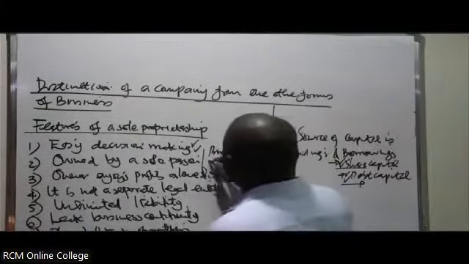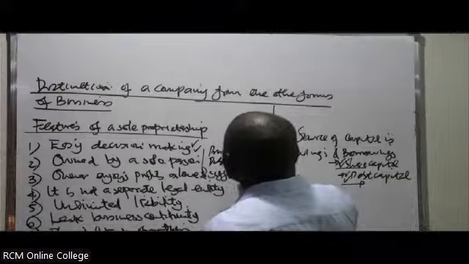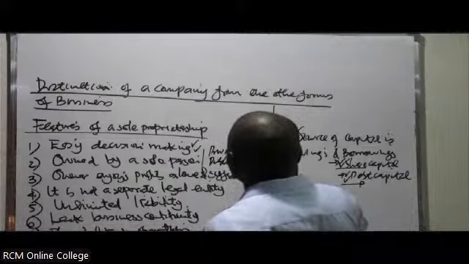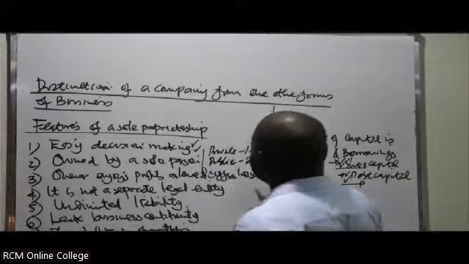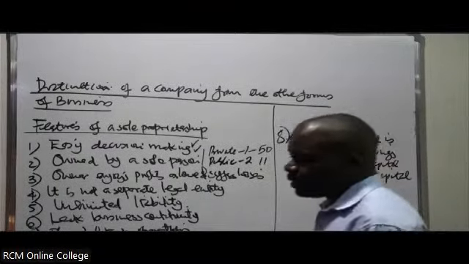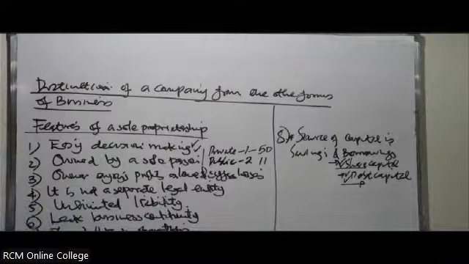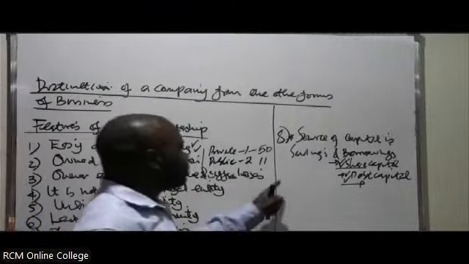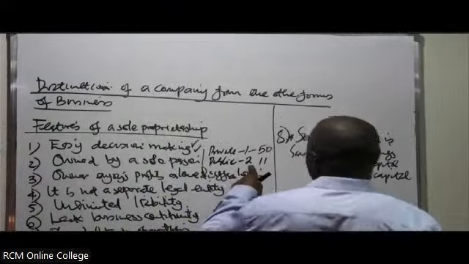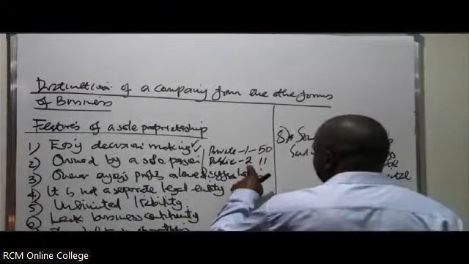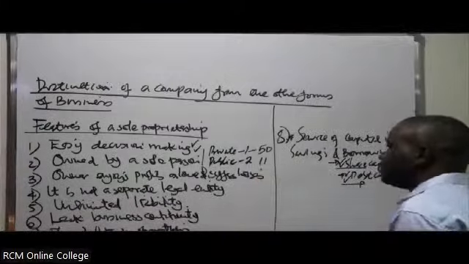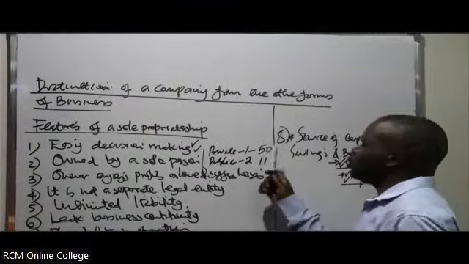Then if it happens to be a public company, it is a minimum of 2. What about the maximum? It is unlimited. So there's no maximum. So if it's a public company, the minimum number of owners, shareholders or members can be 2, but there's no set maximum limit. If it's a private company, 1 up to 50.